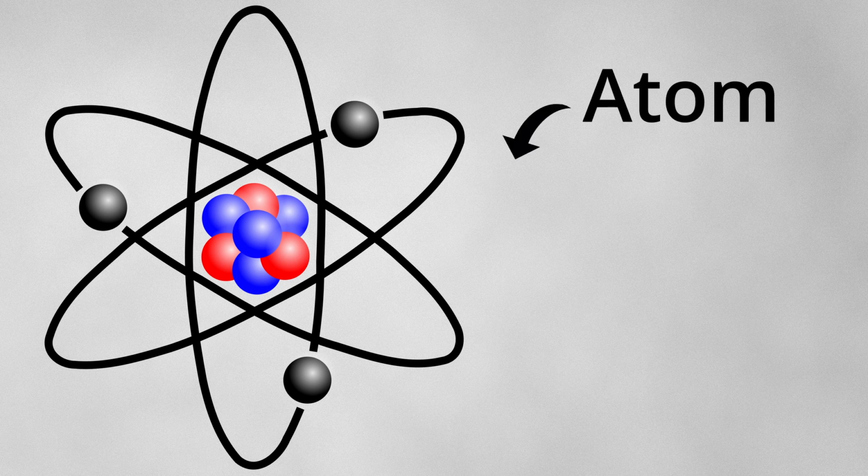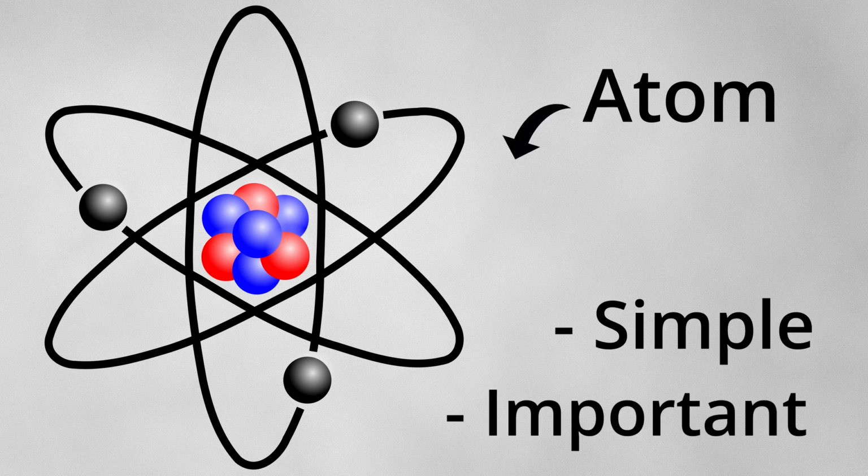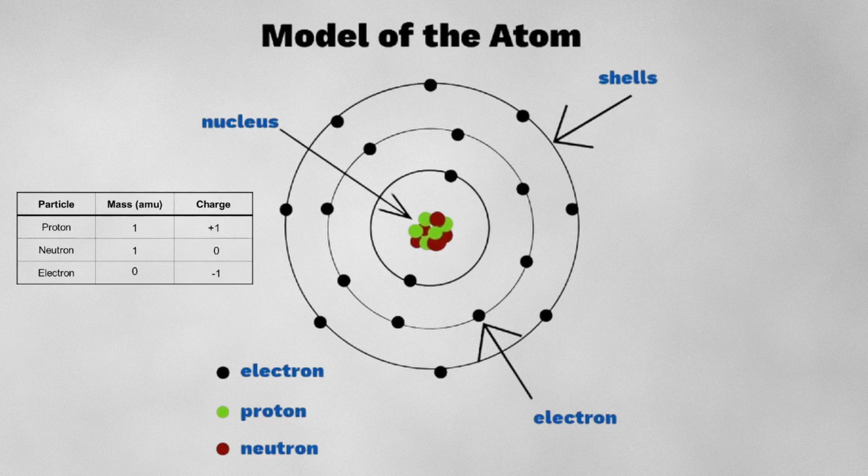This is an atom. They are in everything. The structure of one of these atoms is very simple but important. If we look at the Bohr planetary model, named after Niels Bohr, you will see that inside the rings are a cluster of protons and neutrons in something called a nucleus.